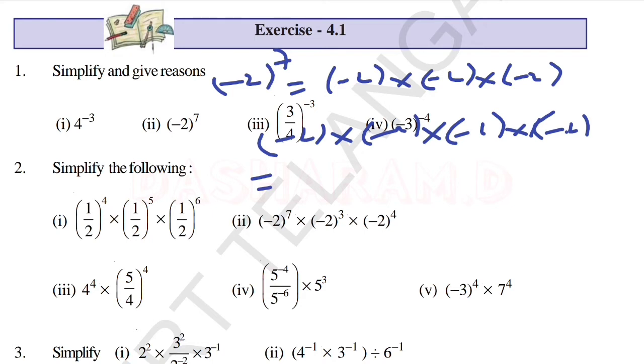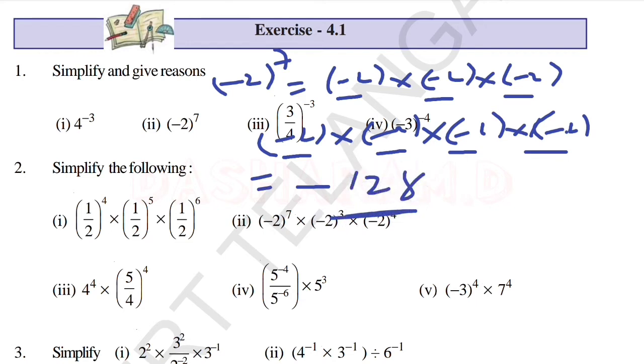Anyhow, let's see here: minus into minus plus, plus into minus minus, minus into minus plus, plus into minus minus, minus into minus plus, plus into minus minus. And 2 2s are 4, 4 2s are 8, 8 2s are 16, 16 2s are 32, 32 2s are 64, 64 2s are 128. So minus 2 whole power 7, the answer is minus 128.